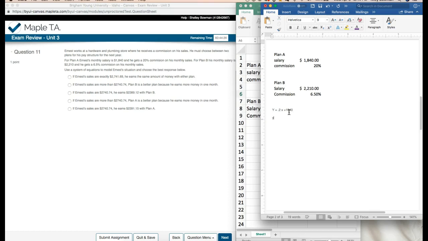Now the other one, same thing. We have his pay is going to be equal to the percent, and I'm going to change this to a decimal as well, 0.065 times his monthly sales, and then add his $2,210 for his monthly salary. Now we want to find the solution to this system of equations. So we can do this algebraically. We could try and do it graphically, but it's not going to be as precise. So let's go ahead and do this algebraically.